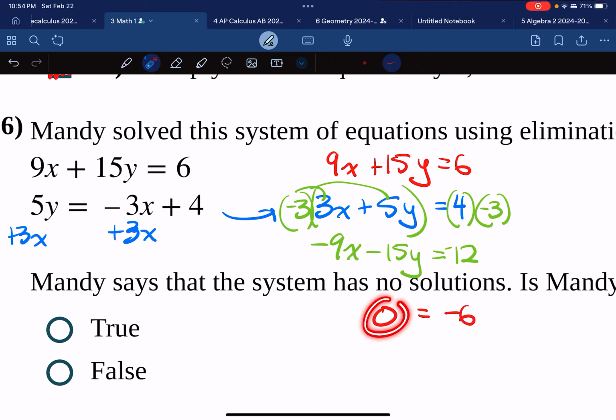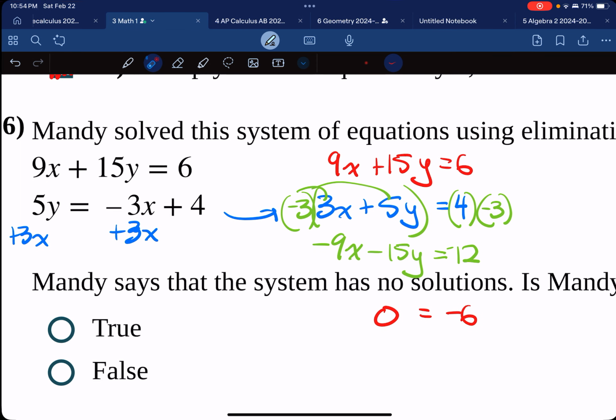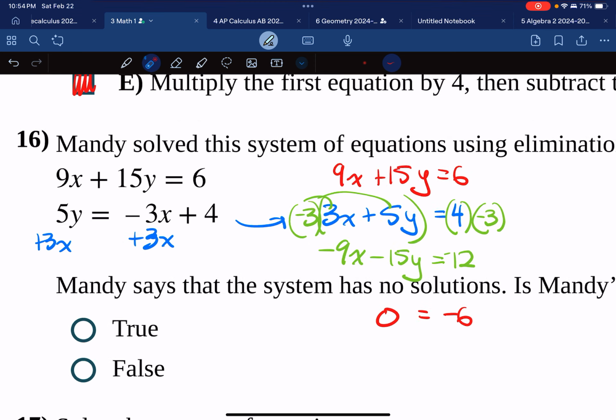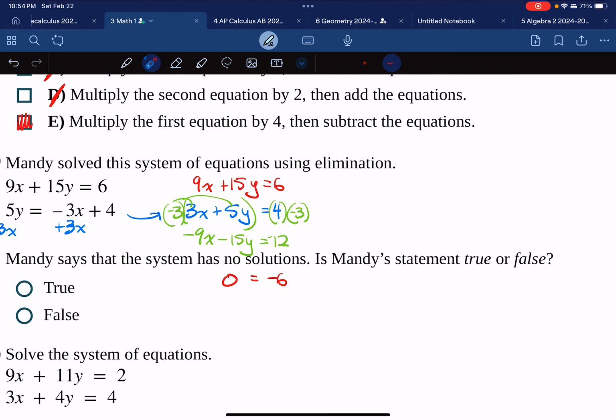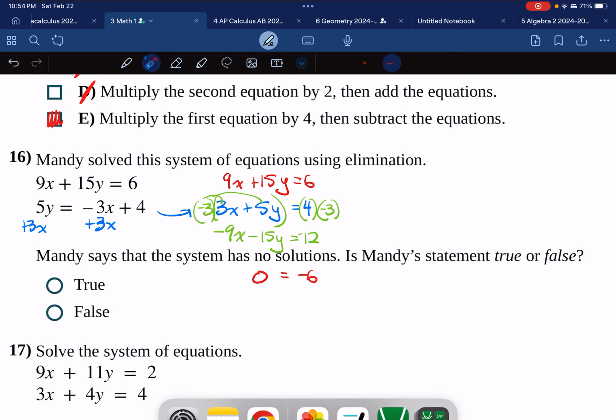So notice that 0 is equal to -6. A number equal to a different number cannot be true. So Mandy is saying no solutions. I agree, Mandy. Good job, Mandy. She's on it. Or maybe he's on it. I think Mandy's a girl's name. I agree. She is true.